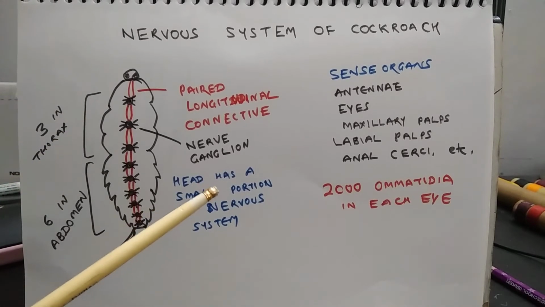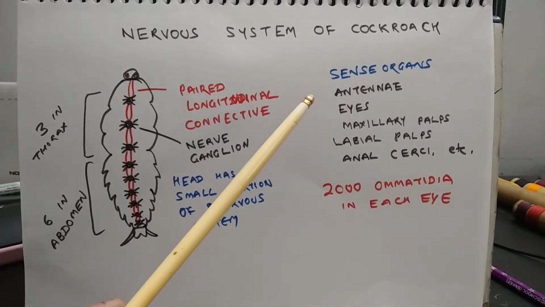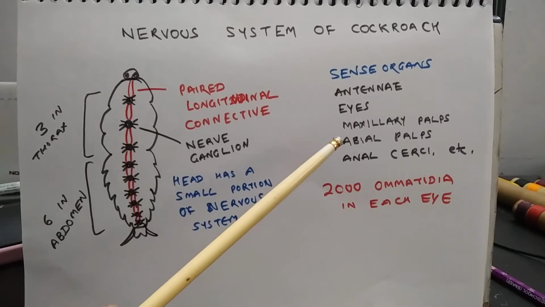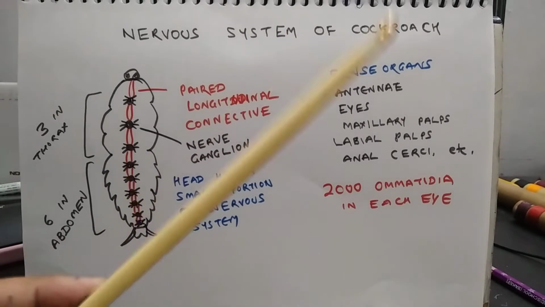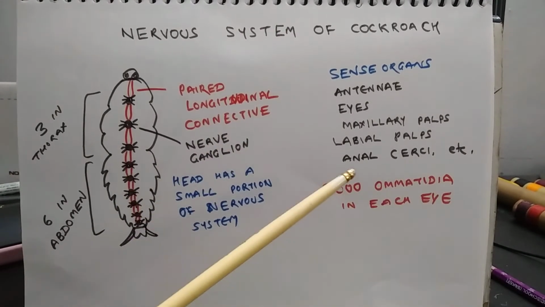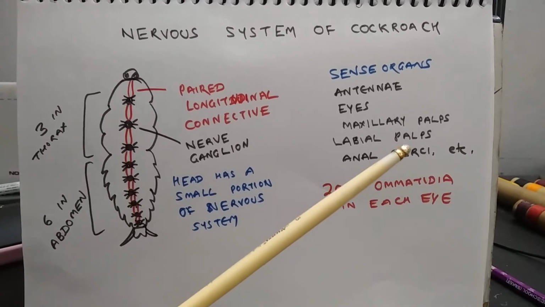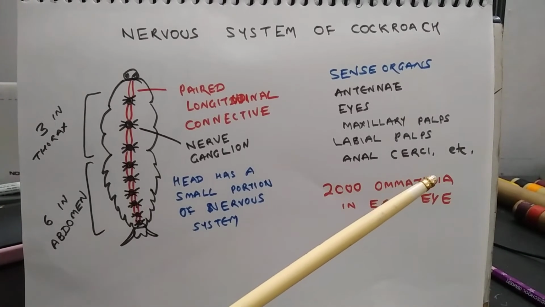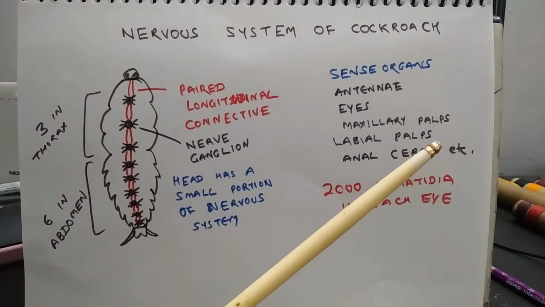The sensory organs of cockroach are antennae, eyes, maxillary palps, labial palps, and anal cerci. In each eye, there are 2000 ommatidia or lenses. They are hexagonal in shape, and with the help of these ommatidia, the cockroach makes a mosaic of images, and that is how a cockroach sees the world outside.